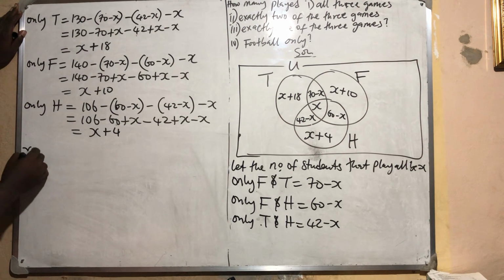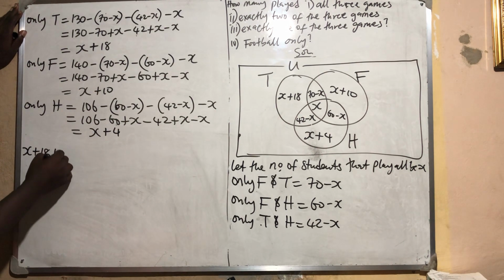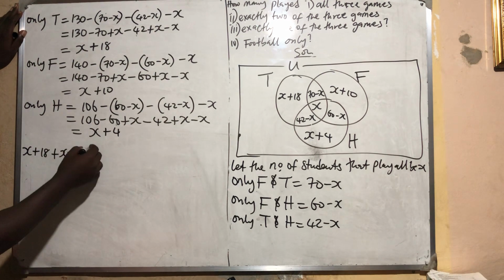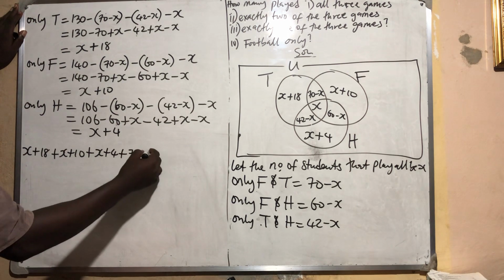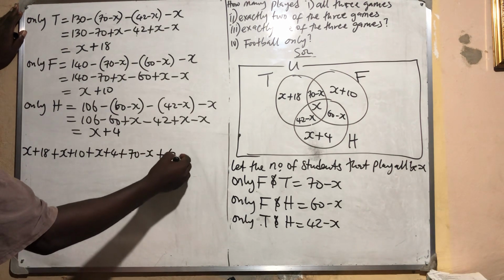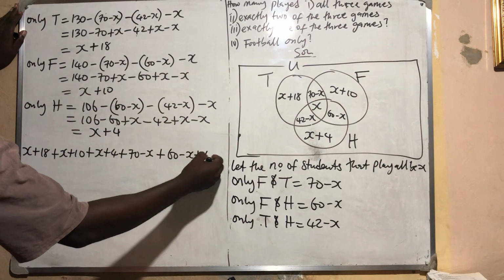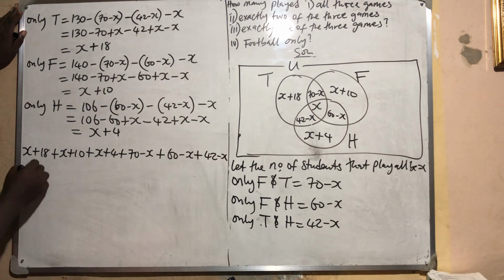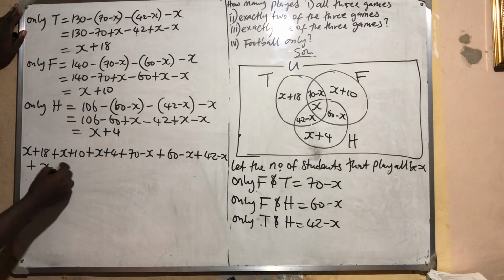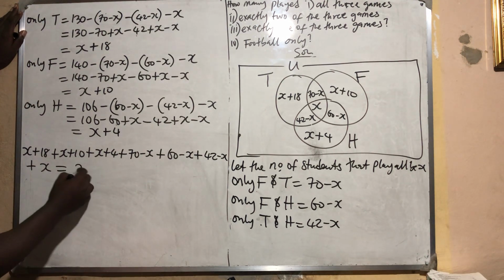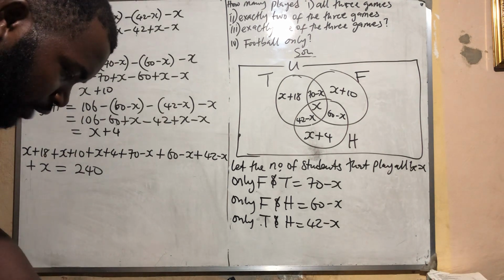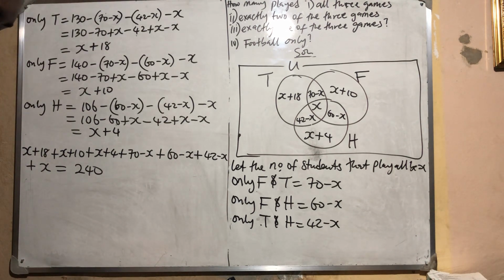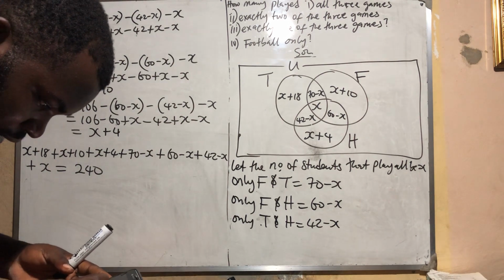So I have x plus 18 plus x plus 10 plus x plus 4 plus 70 minus x plus 60 minus x plus 42 minus x plus the last person x is equal to the total number of students, that is 240. All right. So now what do you do? First of all, add all the x you are seeing there. Add all the x first.